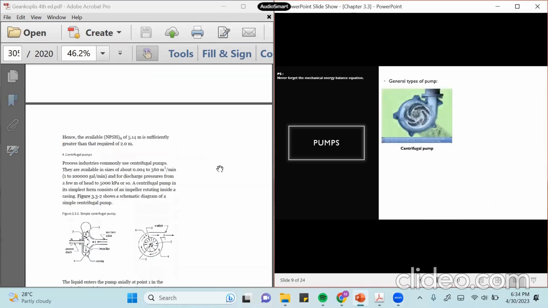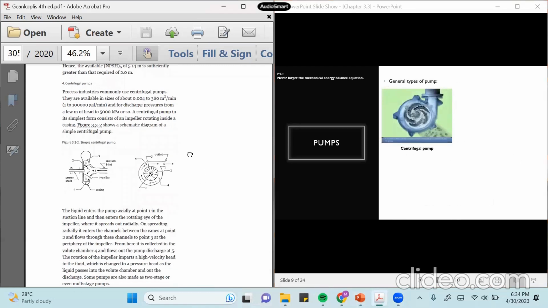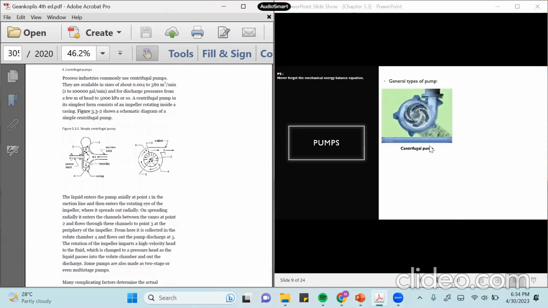It's about the general type of pump. We know the centrifugal pump. This is one of the most common pumps used in the industries. It's available at capacities from very low cubic meter per minute up to very high cubic meter per minute, with a head of a few meters up to 5,000 kPa. So it's really widely ranged.